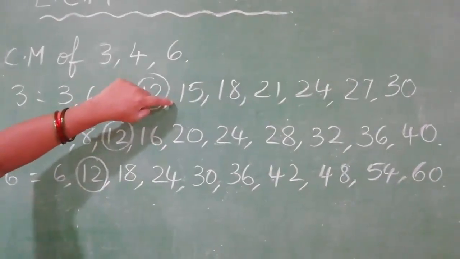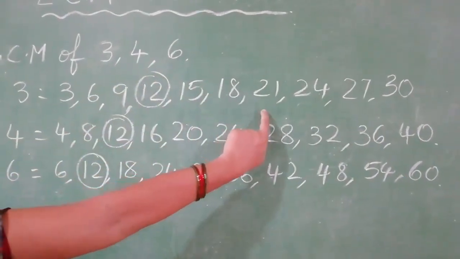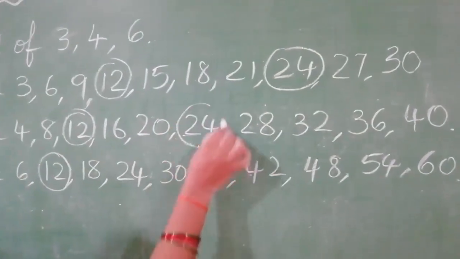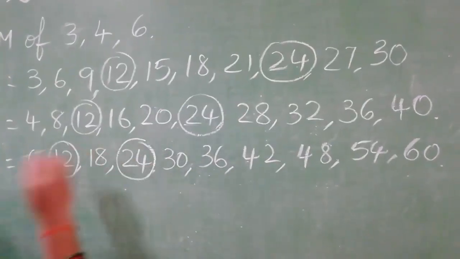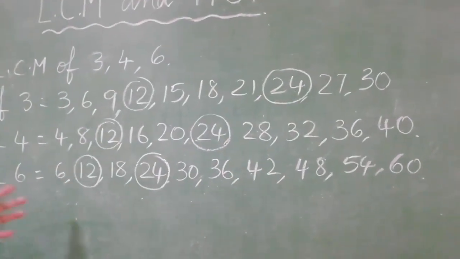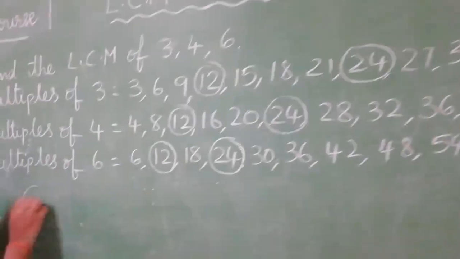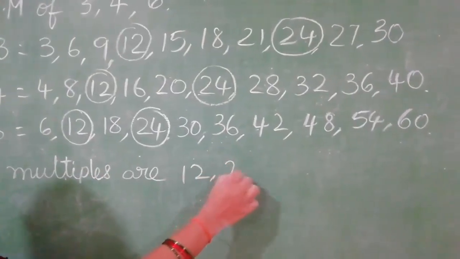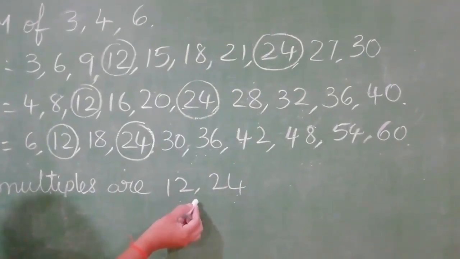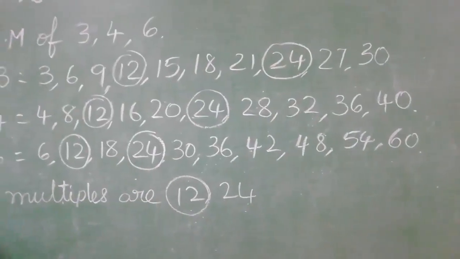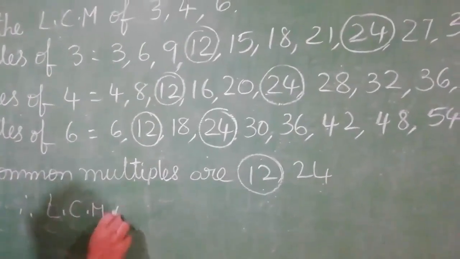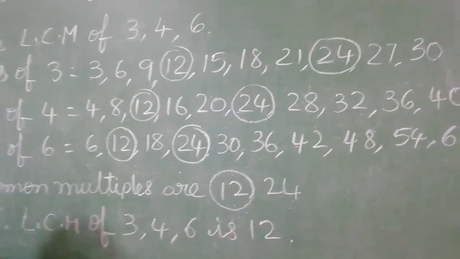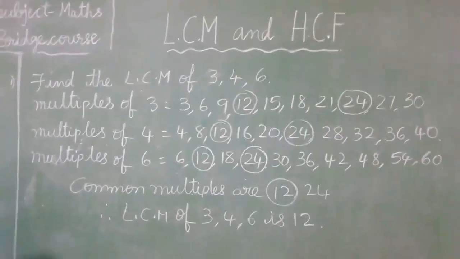Next 15, is there? No. Next 18, is there? No. 21? No. And 24. 24 here. In the multiples of 24, here also 24 is there. Remaining common multiples are not there. So what are the common multiples? Common multiples are 12, 24. In this 12 and 24, which is the least number? 12 is the least number. So the LCM of 3, 4, 6 is 12.